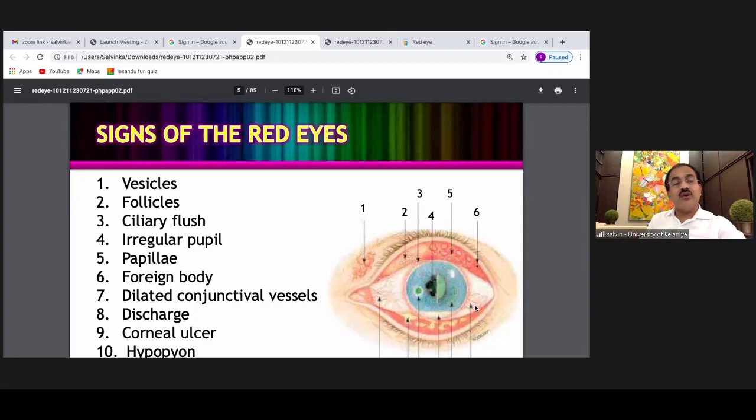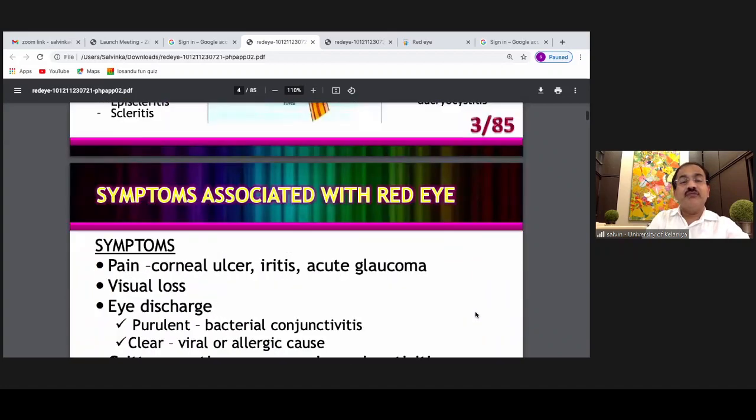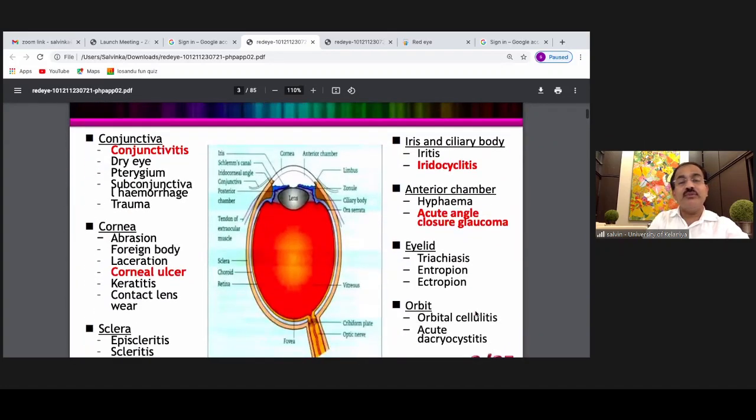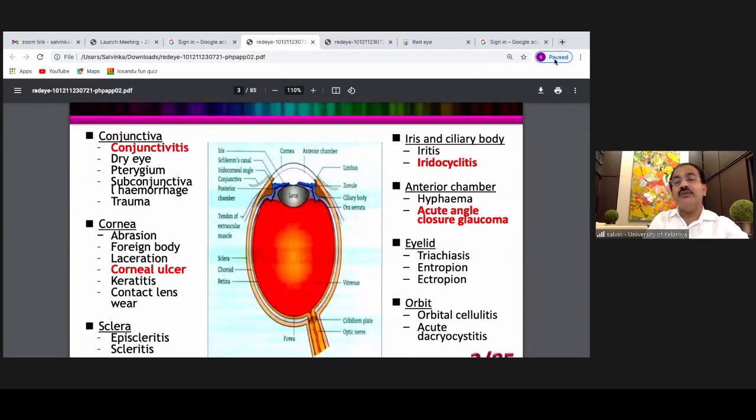Okay. Now, what do you think the causes for red eye? Very easy. You don't have to remember too much. Hold on. Now, if you take this slide, you can see the causes.